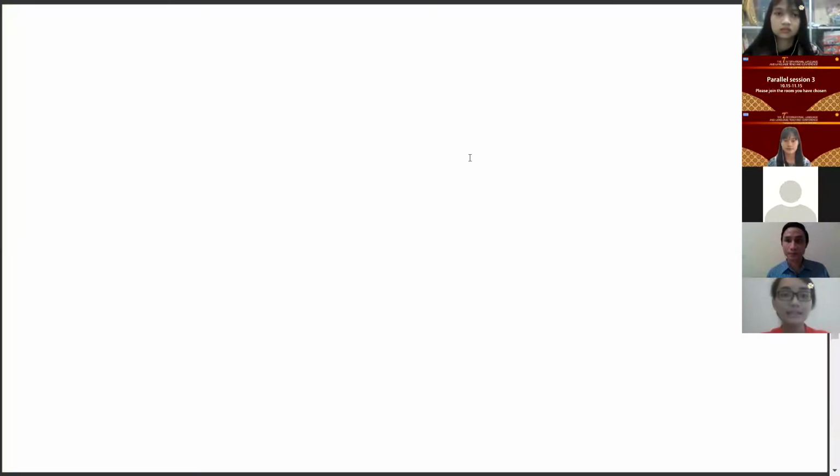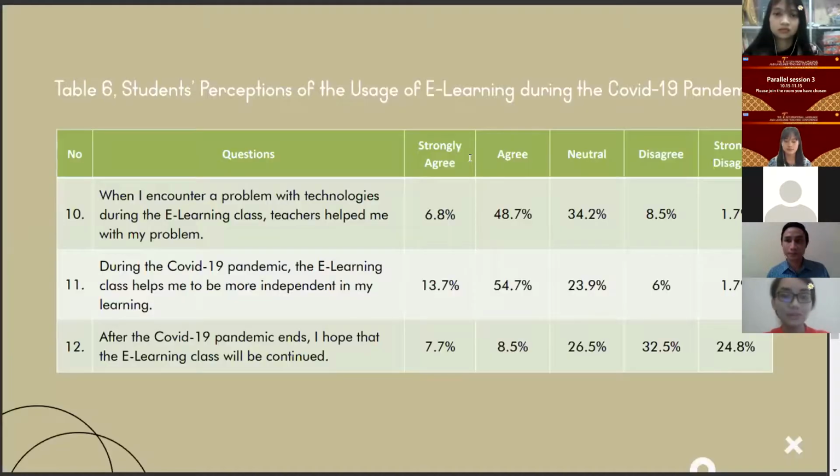Table 6 is the last table from the findings. It shows that most respondents mentioned that their teachers would help them if they encountered a problem using technologies during the e-learning class. The students also underlined that the e-learning class helped them to be more independent during the teaching and learning processes. However, most of the respondents prefer to have face-to-face learning after the COVID-19 pandemic ends.